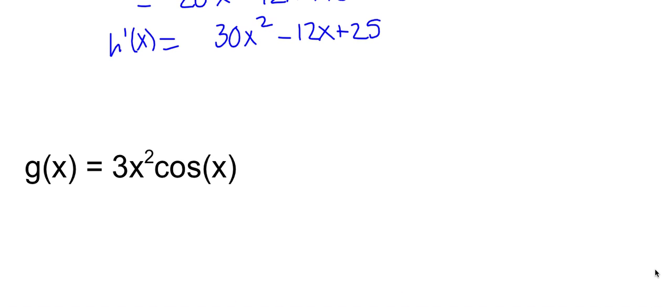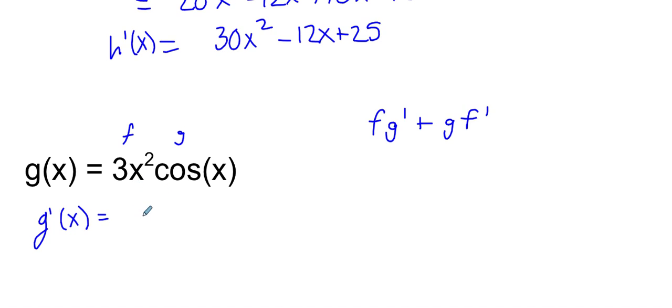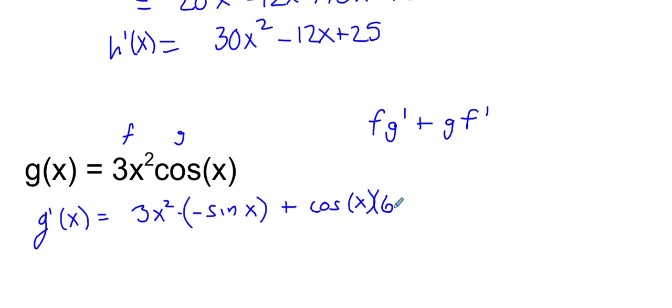Here's g of x equals 3x squared times cosine x. And so again, we know it's going to be f times g prime plus g f prime. And even though our function here is g, I know this is my first, and this is going to be my second. And so g prime of x, it's going to be my first function, so 3x squared, times the derivative of cosine, which is negative sine x, plus my second function, which is cosine x, times the derivative of the first one, and so the derivative of 3x squared is 6x.